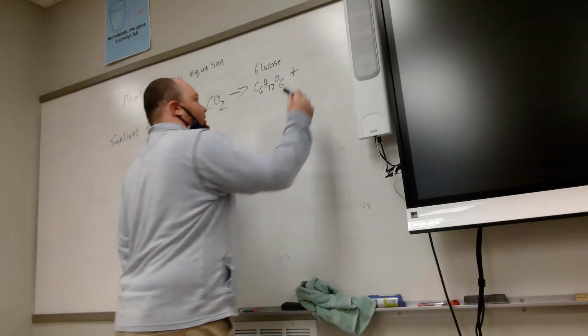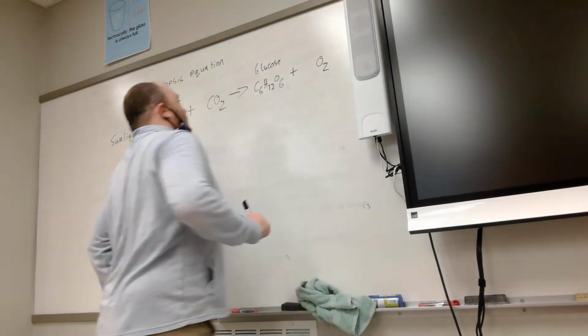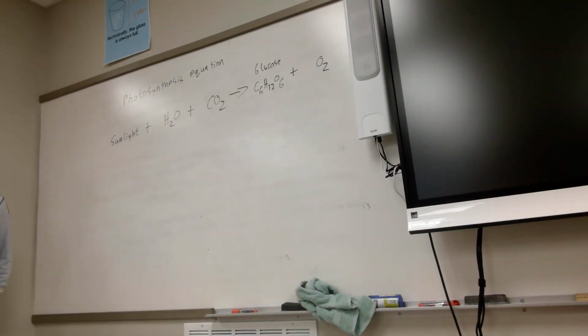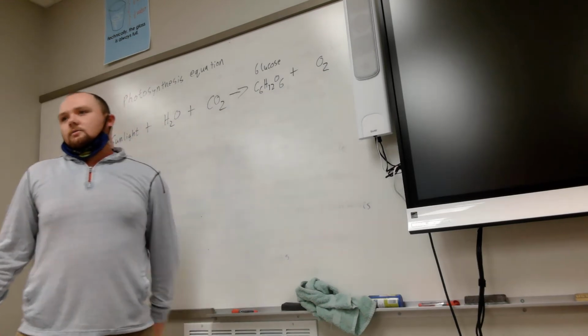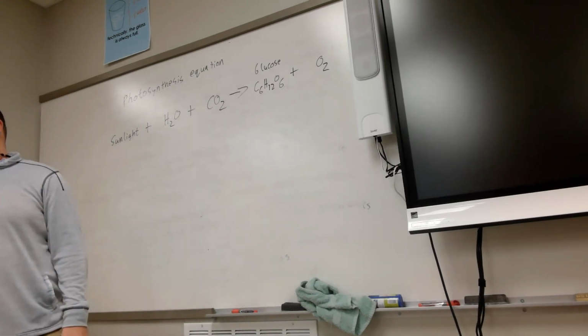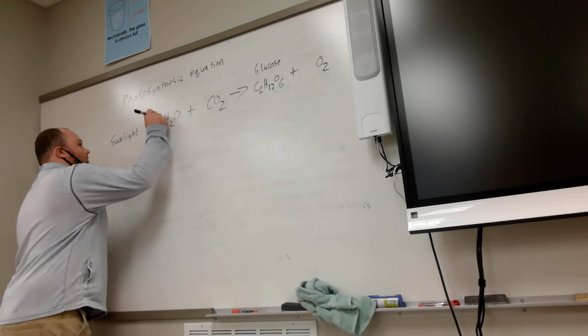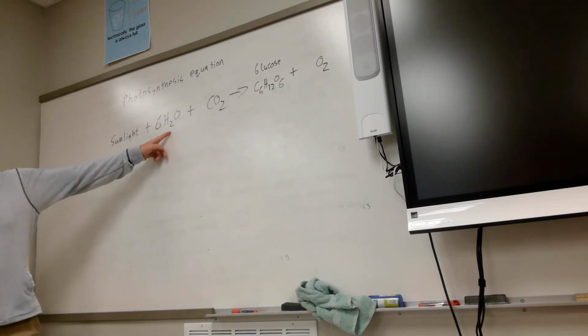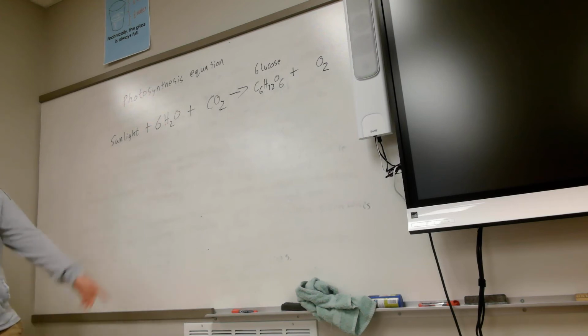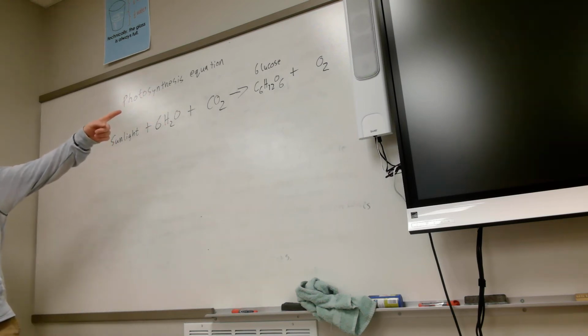And what else do plants make? Oxygen. Okay? Now, is that balanced? No, right? I only have 2 H's over here and I have 12 over here. What should I do to make them balanced? Slap a 6 in front of that. Right? So now I've got 6 times 2, 12. How many carbons do I have on the glucose?